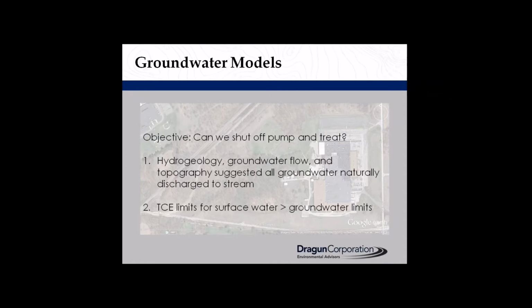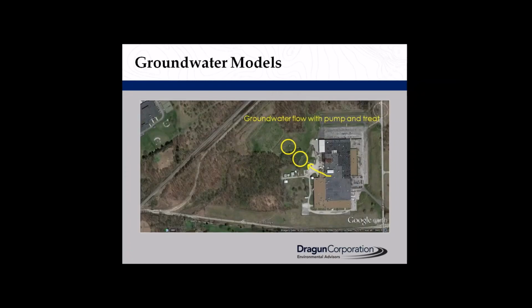So we studied the hydrogeological information, which direction the groundwater was flowing, the topography, where the impacts were, and came up with a concept of what you might be able to do instead of pump and treat. And one of the things we knew was that the concentrations that the regulators allowed in the surface water in that stream was higher than the allowance in the groundwater.